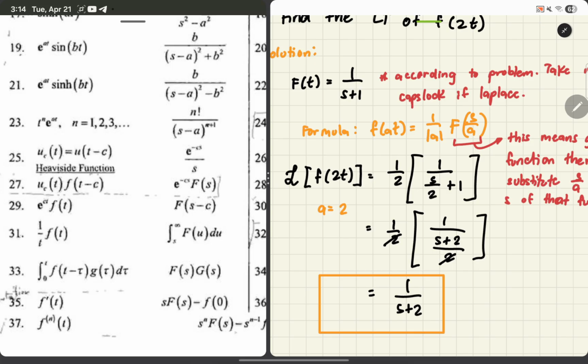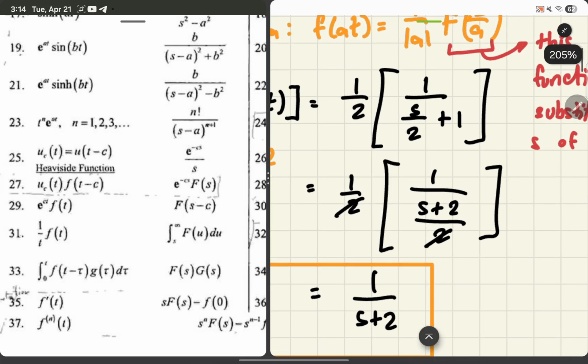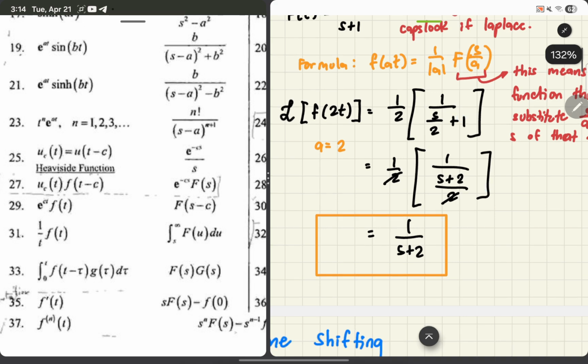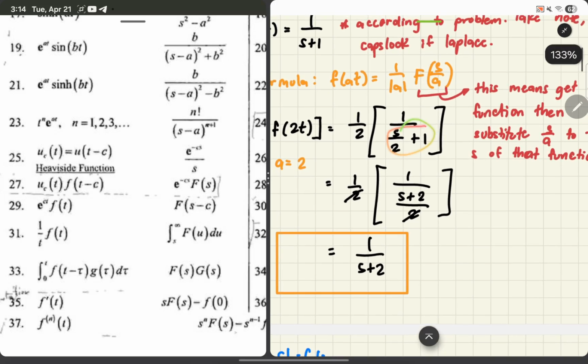Now, we just have to simplify this one. We should remove the denominator here in the denominator of this one. So, in order to remove that, it became s plus 1.